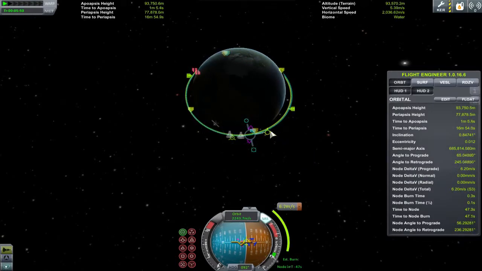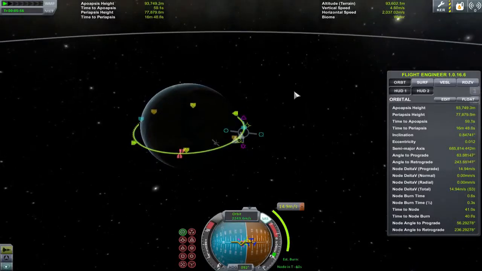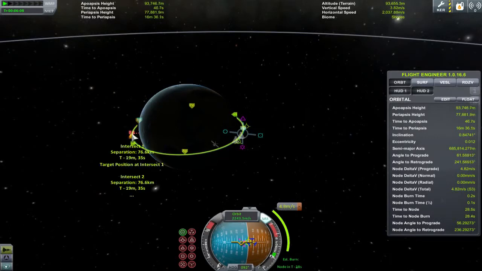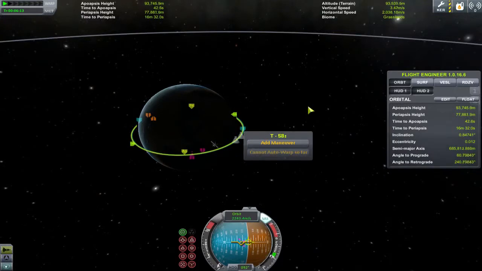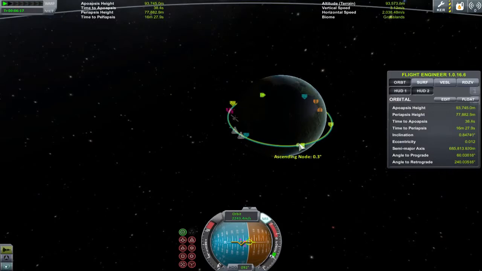You'll see these couple of markers here on the screen. They will converge into one sometimes, but usually it's two. Those are your closest approach. That's the game telling you where in your orbit and your target's orbit you're going to be closest to each other. When it splits up, it's showing you the next two closest approaches. They're very important.